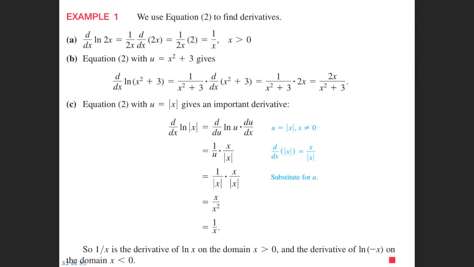Part A, first of all, this is another one taken from your textbook. The derivative of ln 2x, here we have u equal to 2x. That's 1 divided by u multiplied by d/dx of u. So 1 over 2x multiplied by d/dx of 2x, 1 over 2x multiplied by 2, or 1 over x.